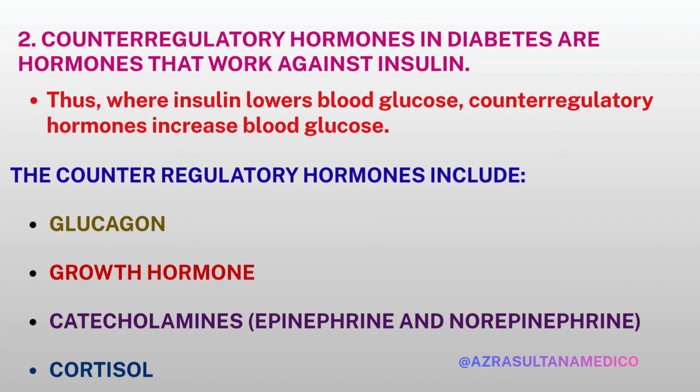Growth hormone reduces glucose uptake by tissues and increases fat breakdown, contributing to elevated blood glucose levels. Catecholamines, epinephrine and norepinephrine, promote glycogenolysis and gluconeogenesis, inhibit insulin secretion, and stimulate glucagon release, all of which increase blood glucose. Cortisol enhances gluconeogenesis, decreases peripheral glucose utilization, and promotes protein breakdown, leading to increased blood glucose levels. These hormones play an essential role in preventing hypoglycemia, especially during stress, fasting, illness, or exercise. However, in diabetes, excessive or unopposed action of these hormones can contribute to hyperglycemia.